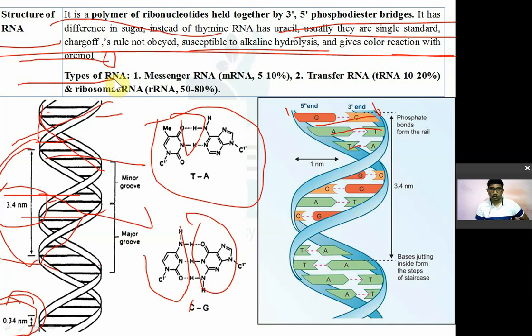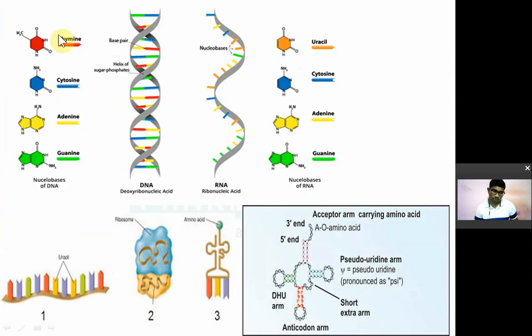तो types of RNA, तो मेजर 3 टाइप्स आते हैं. मैसेंजर RNA, that is known as mRNA. So if you consider 100% RNA, out of that 5 to 10% is mRNA. Transfer RNA or tRNA, that is 10 to 20% of total RNA. Then ribosomal RNA or rRNA, 50 to 80% of total. These are the structure of RNA. We will see the structure of RNA.